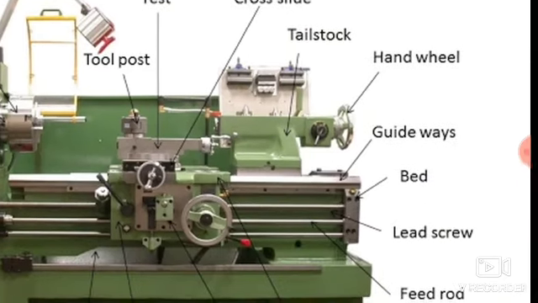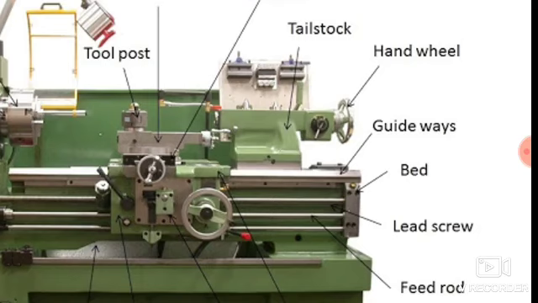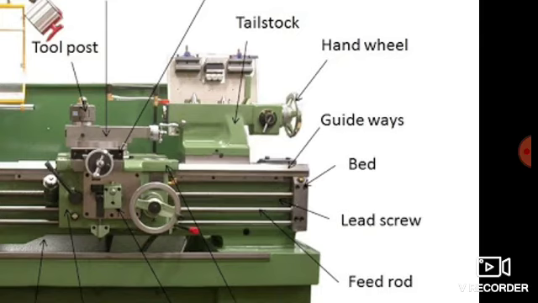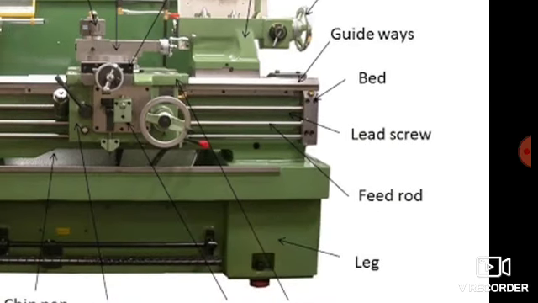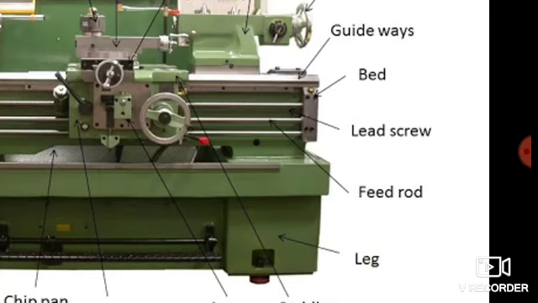After that there is a tailstock. So tailstock is basically used for supporting the long workpiece. Okay, so the long workpiece, or say long cylinder or long shaft, that is supported in between headstock and tailstock. Then there is a hand wheel. After that there is a guideways. So guideways are basically used for guiding the tailstock. Then the lathe bed is there. Then there is a lead screw.